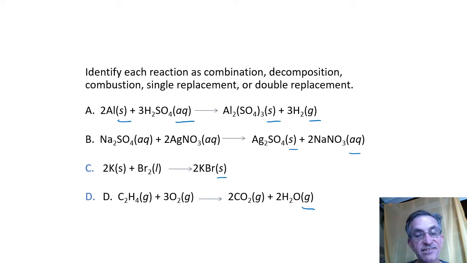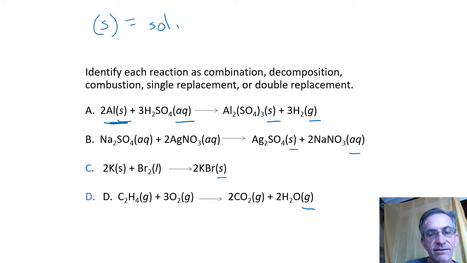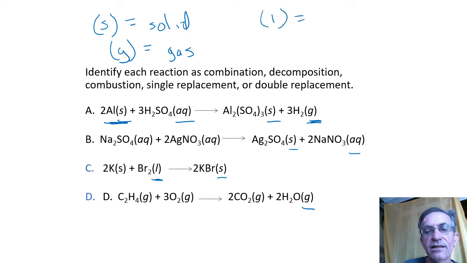So S stands for solid, like aluminum is a solid. If you see a little S, that means the thing is a solid. G means that we got a gas, so hydrogen is a gas, for example. What else do we see on here? L is a liquid, so bromine is actually a liquid. And then the only other one you'll see on here is AQ. AQ stands for aqueous. What the heck does that mean?